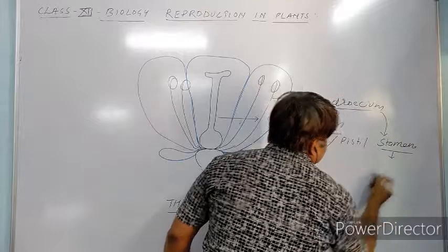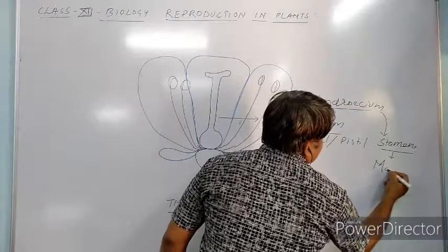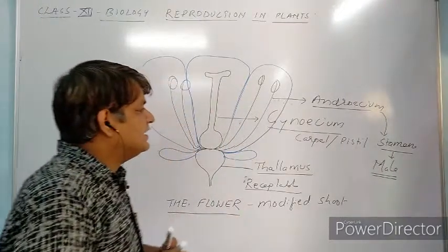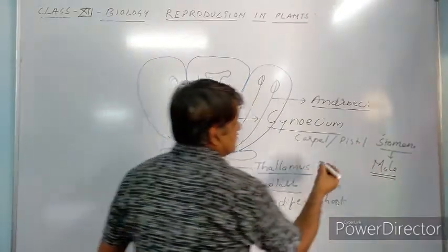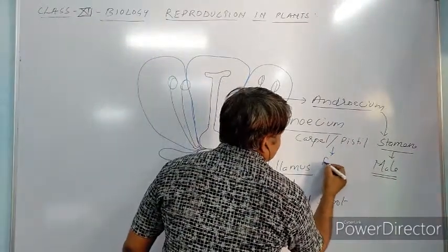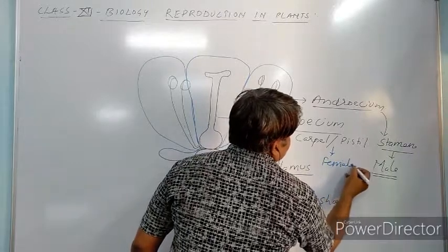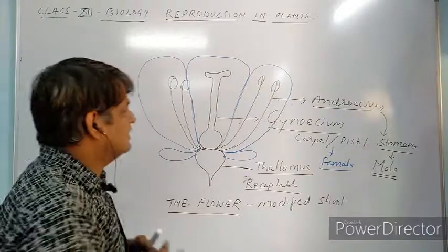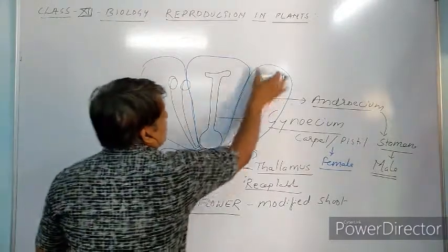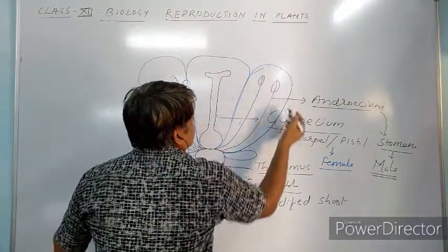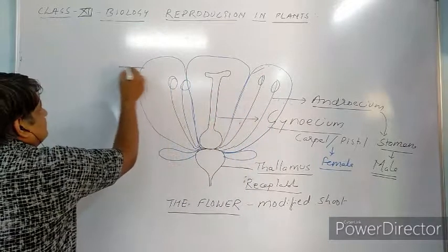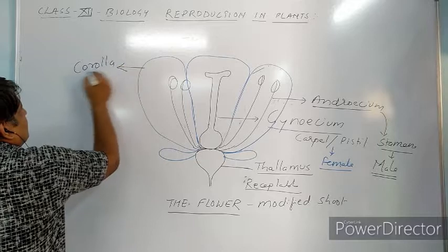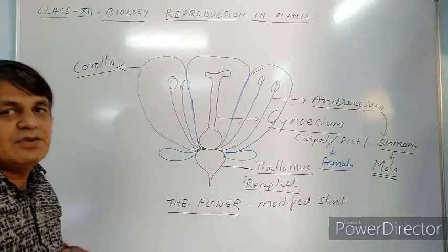Now this one is the male part. This represents the male reproductive structure, where gynoecium or pistil or carpel represents the female reproductive part of a flower. Now some other parts are also there. This blue color part is represented by corolla.